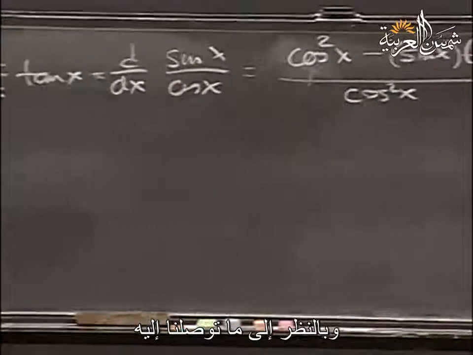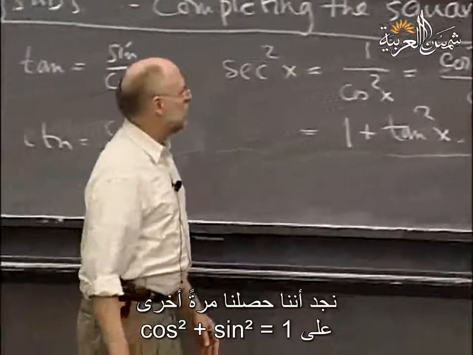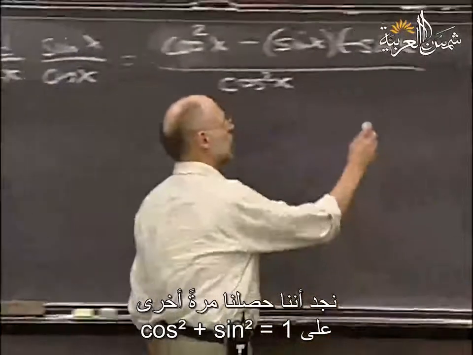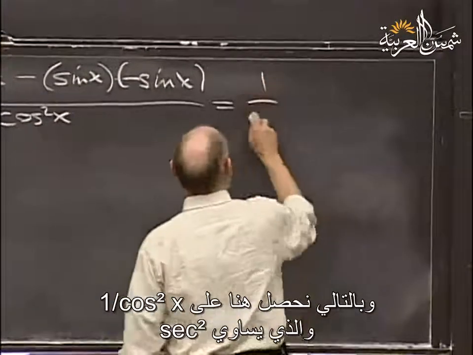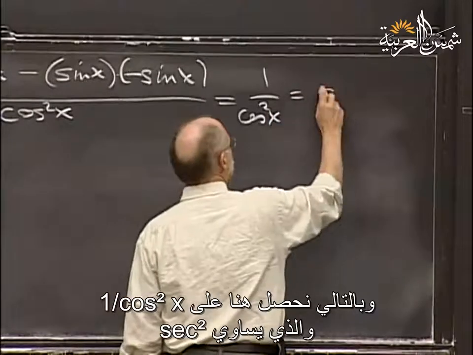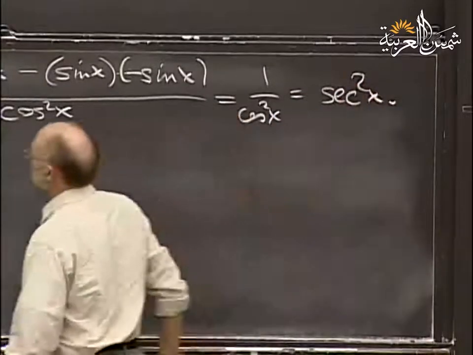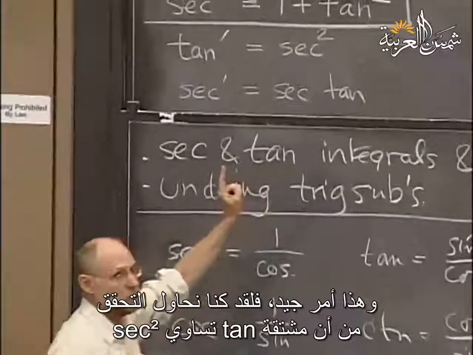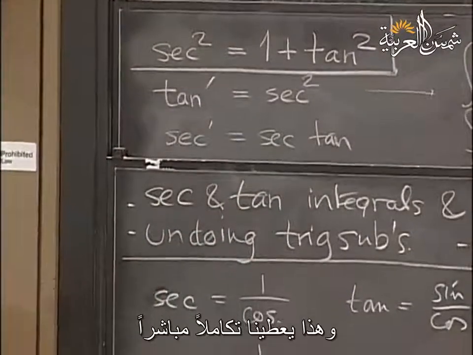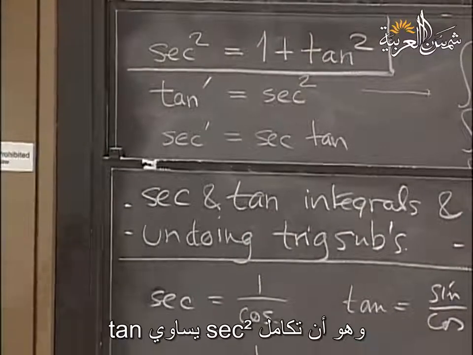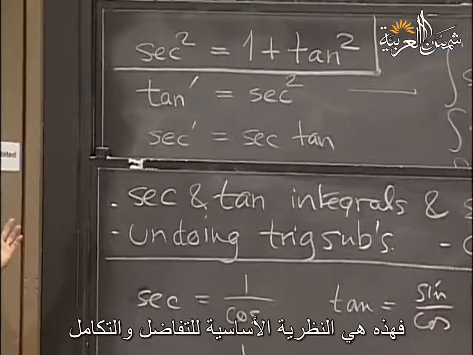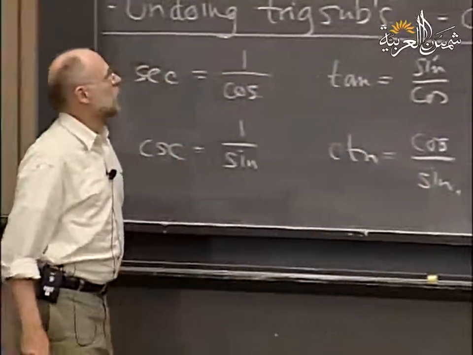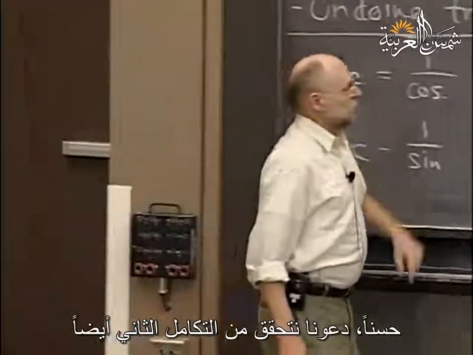And now I look at that, and before my eyes, I see this same trig identity, cosine squared plus sine squared is 1, appearing there. This is 1 over cosine squared of x, which is the secant squared. And good. So that's what the claim was. The derivative of the tangent is the secant squared. That immediately gives you an integral, namely the integral of secant squared is the tangent. That's the fundamental theorem of calculus. So we verified the first integral there. Well, let's just do the second one as well.